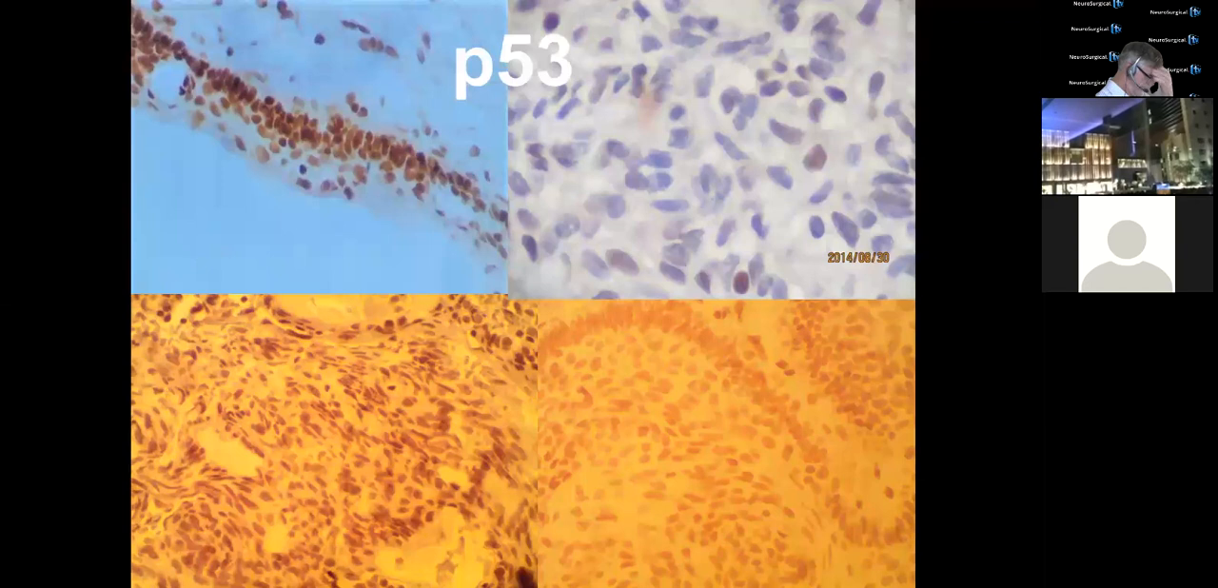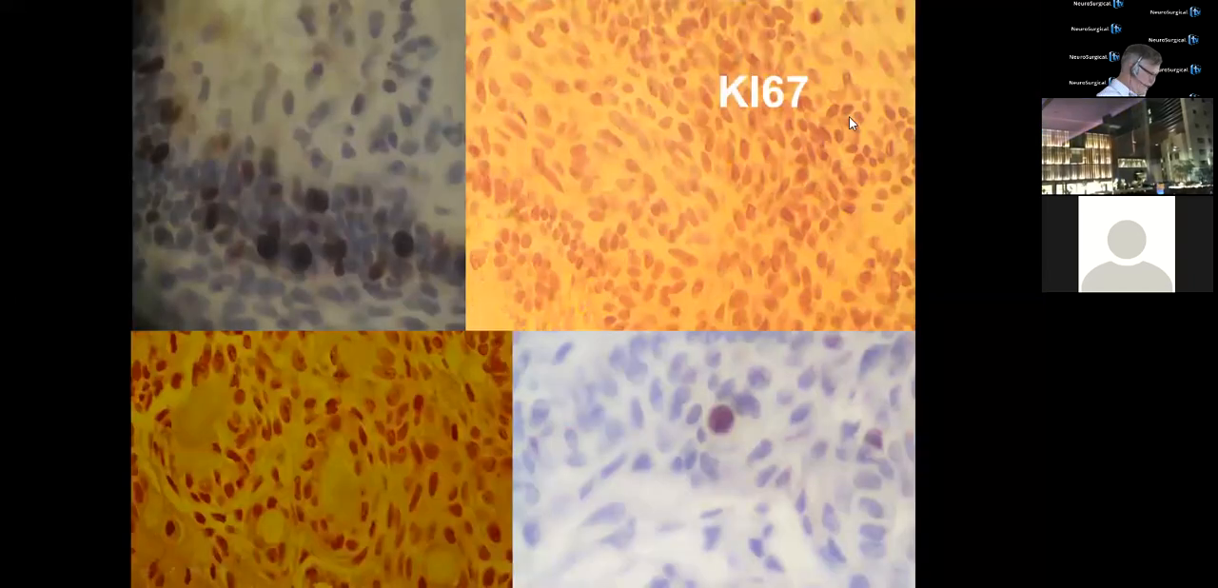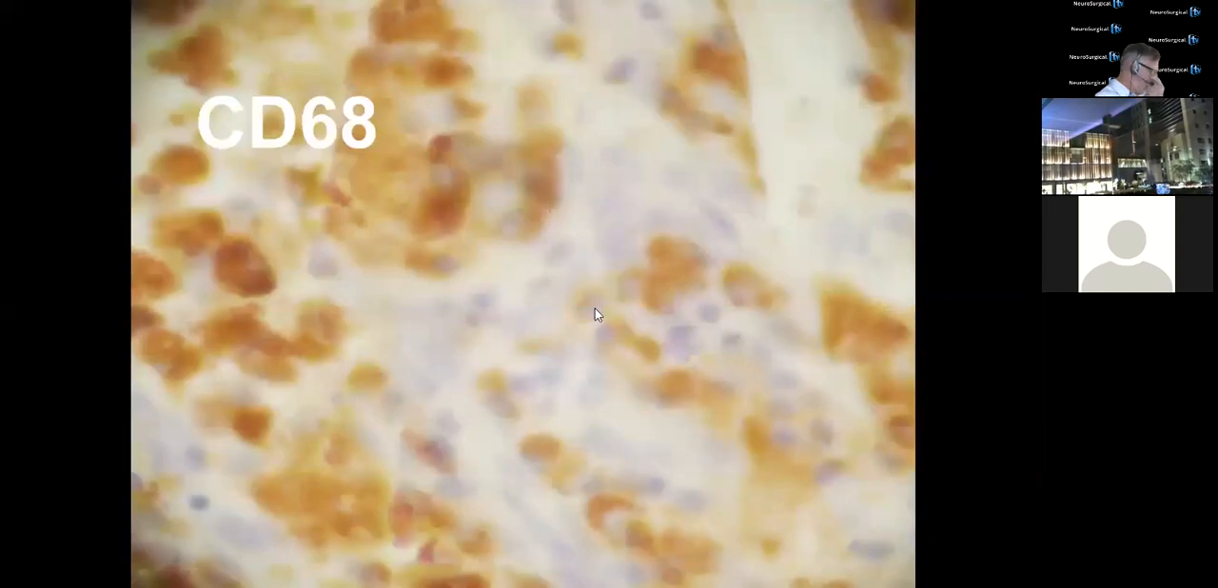Actually, this is very, very variable. Sometimes it's almost 50% of the cells, sometimes only one cell, and sometimes there's no staining. But we do not think this is really related to any aggressiveness of the tumor. The same thing applies to Ki-67, which ranges in our study from 20% to almost 0 to 1%. And this also does not correlate with the prognosis.